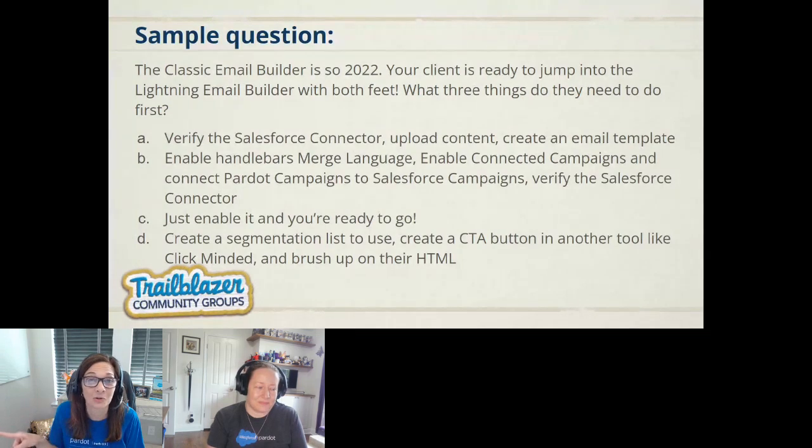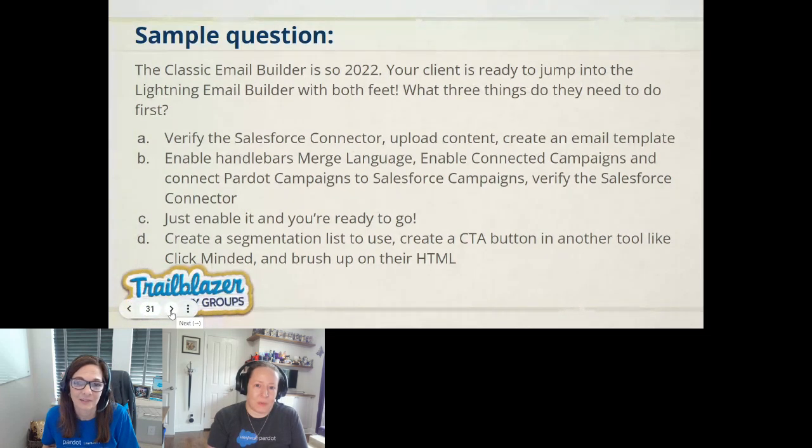Except you don't have to create a CTA button in another tool because you can do it in the Lightning Email Builder. But the trick here is, what do you need to do first? It is a prerequisite to use the Lightning Email Builder to have handlebars merge language enabled. Connected campaigns have to be set up, and you do have to have your Salesforce connector verified. That would be the kind of tricky question that I totally expect on this test.